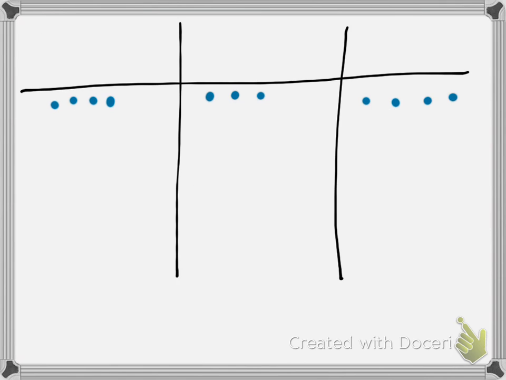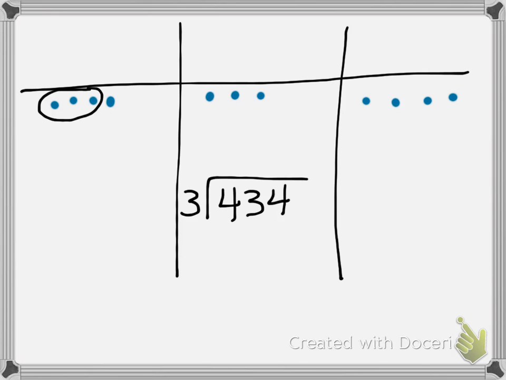Let's try another one. In this problem, you'll see we have 4 hundreds, 3 tens, and 4 ones. And this time we're going to divide by 3. So again, think of that as making groups of 3, and we're going to start in the hundreds place. This time I'm also going to show you a little bit more about how to record your answer. So if we have 4 hundreds, we can make one group of 3. I'm going to record that right above my hundreds place.